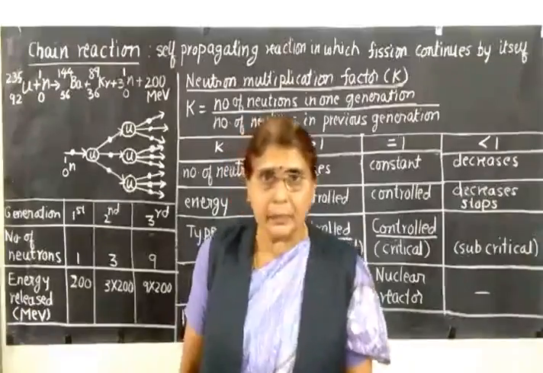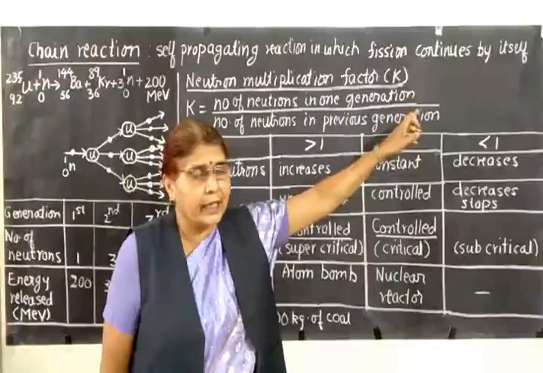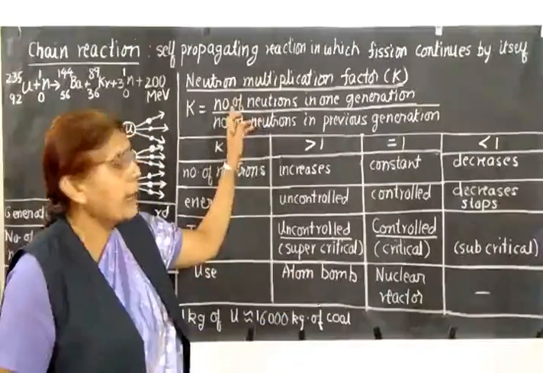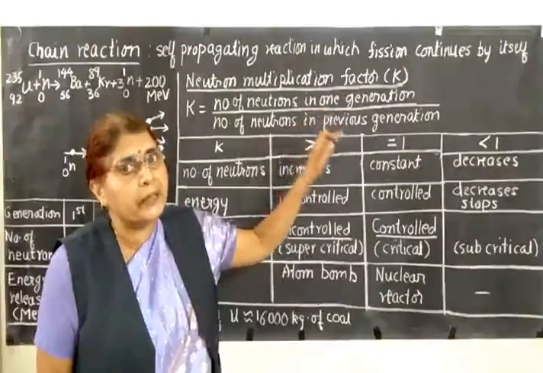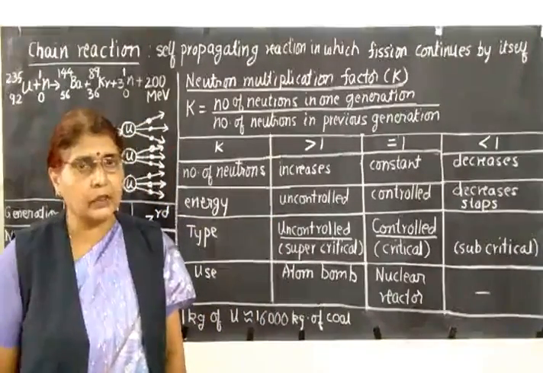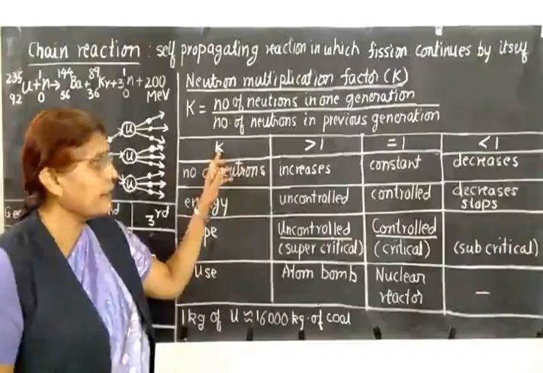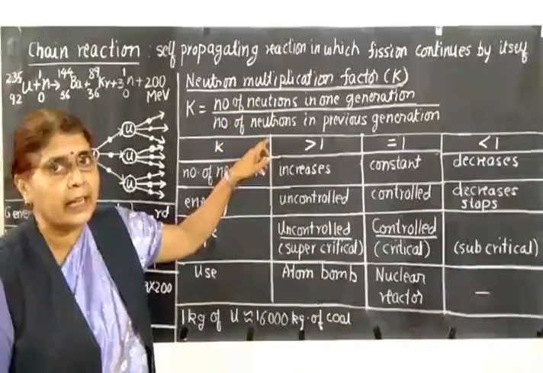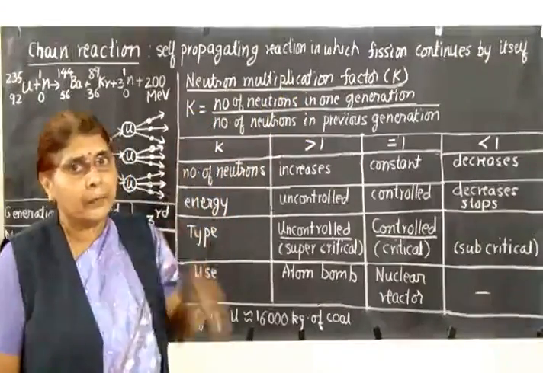Now we shall define a term called as neutron multiplication factor. It is denoted by the letter K. What is the definition of K? K is defined as the ratio of number of neutrons in any one generation to the number of neutrons in the previous generation. Now let us take different values of K. So accordingly we will have different types of chain reactions. Now let us first take K value greater than 1. K is greater than 1. The meaning is numerator is greater than the denominator. So number of neutrons in any one generation will be greater than that in the previous one.